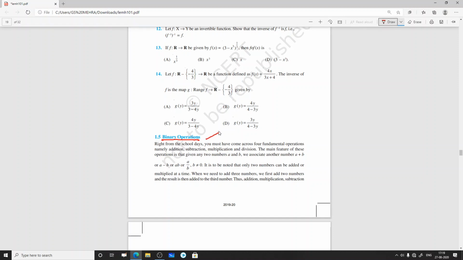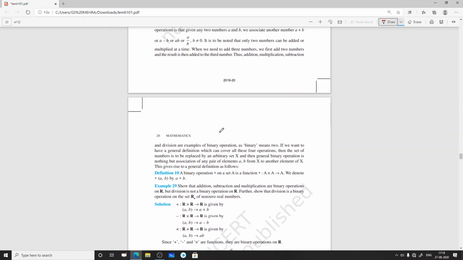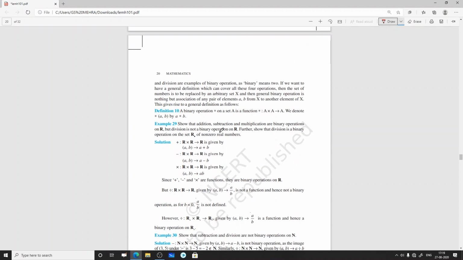Binary operations. So we learn about binary operations. First we learn what is the meaning of binary operation. A binary operation star on a set A is a function from A cross A to A, denoted by A star B. It simply means that if you take two or more than two elements from the set A and operate on them, the resultant should be a member of the set A.